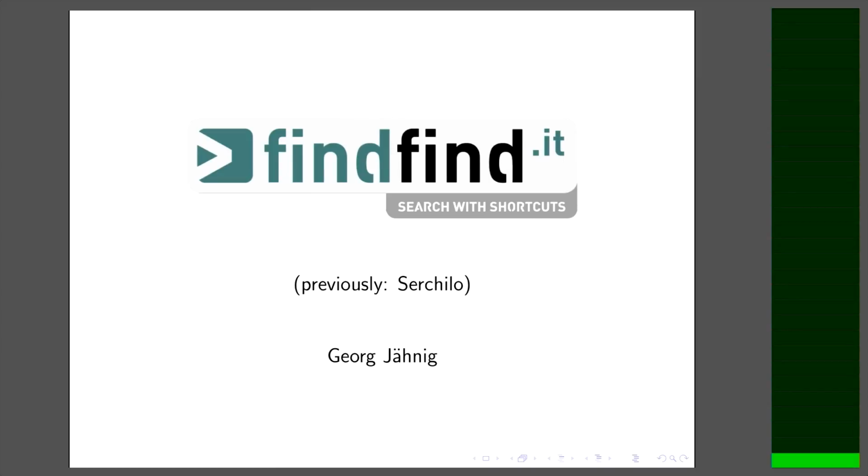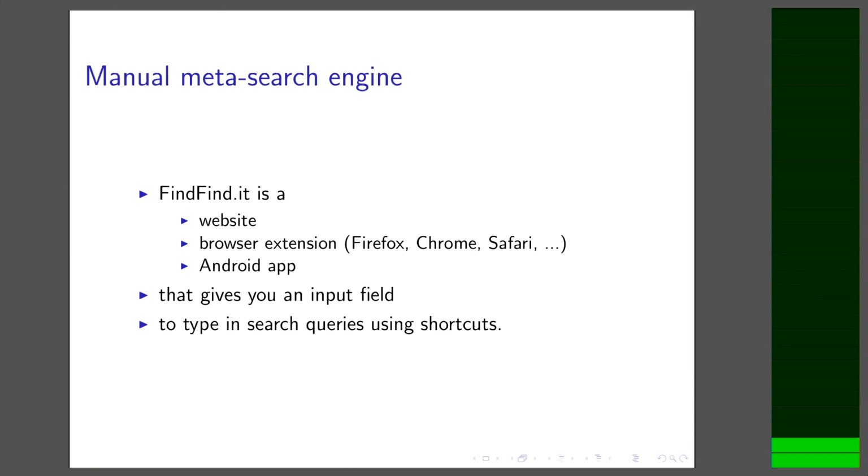Yeah, hi, my name is Georg. I want to tell you about Find It. It was previously named Searchilo, in case you heard about that already. And what is it? It's a manual meta search engine. So it means you can use it via a website or a browser extension or an Android app, and all of them give you an input field, and in that input field you can type in search queries using shortcuts.